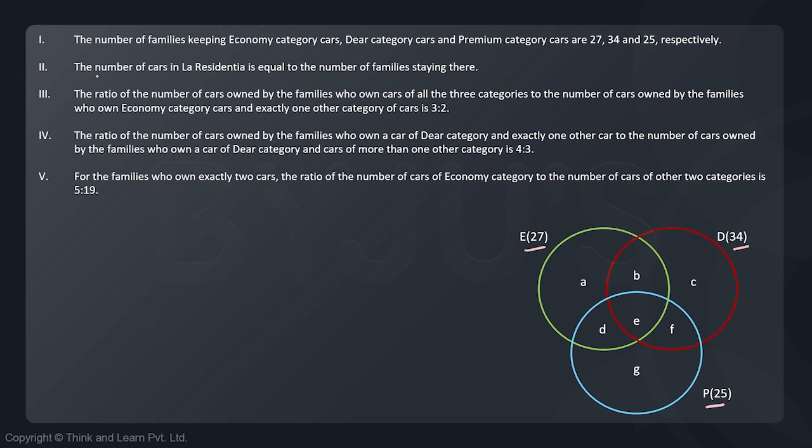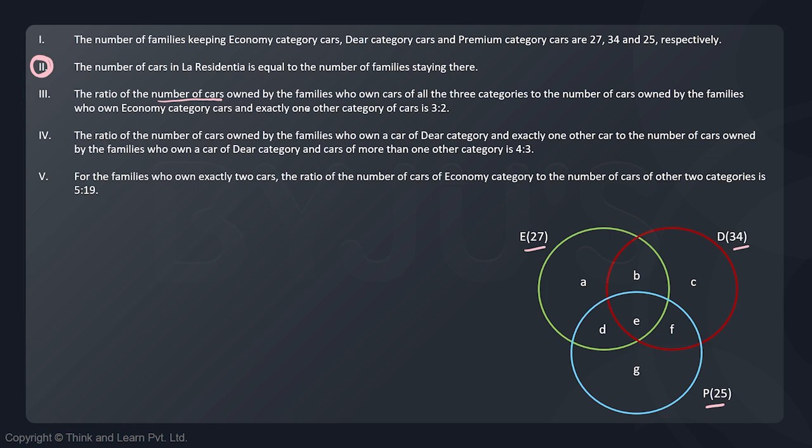Now, the second statement. The number of cars in La Residencia is equal to the number of families staying there. So we'll be using it at the end because currently we neither have the data about the number of cars nor about the number of families. So let's put it on hold. Third statement. The ratio of number of cars, this is important here. Actually, the circles are representing families. Number of cars are different from the families, right? If a family is having two cars, the number of cars would be twice the number of families.